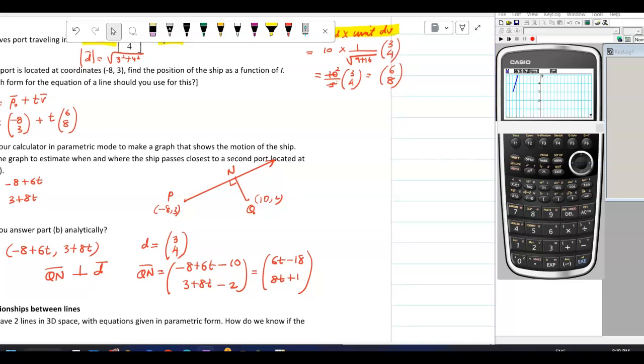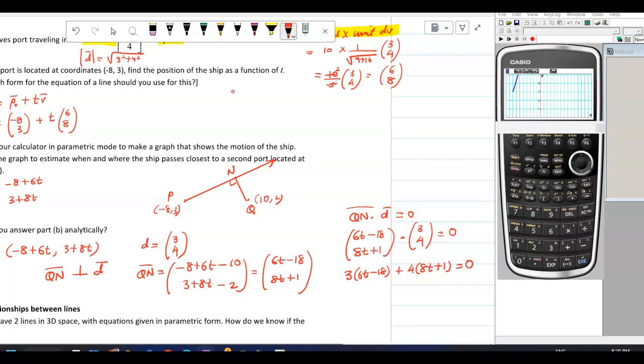Now we take the dot product as equal to 0. So QN dot d is equal to 0. So 6t minus 18, correct? And 8t plus 1 dot (3, 4) is equal to 0. So what will this be? 3 into 6t minus 18 plus 4 into 8t plus 1 equals 0. 6 3s are 18, 18 3s are 54, 8 4s are 32, plus 4 is equal to 0. So that's how much? 50.